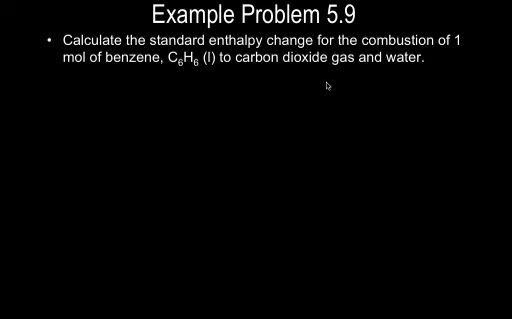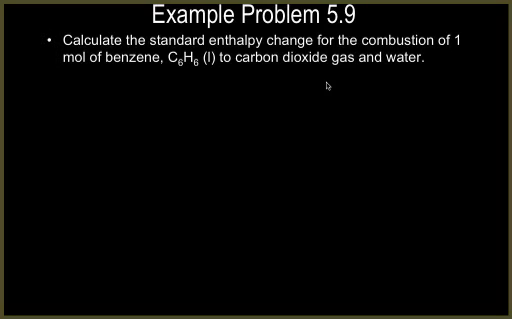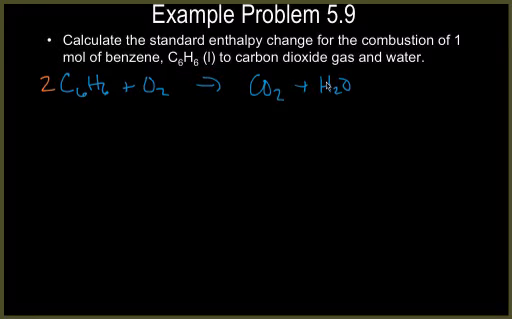Here's my first example problem. Just like all of these other ones, we have to start with a balanced equation. When you balance this, you've got C6H6 plus O2 yields CO2 and H2O. If we balance this the way we've been doing all along, we end up with 2 C6H6, 15 O2, 12 CO2, and 6 H2O.